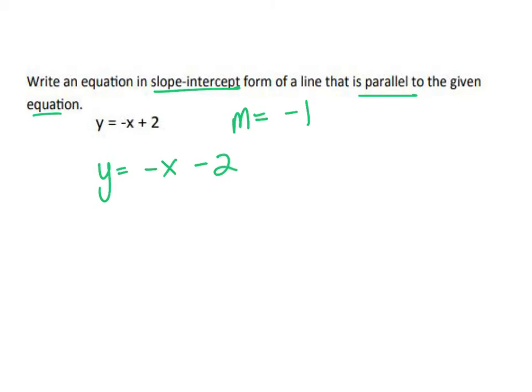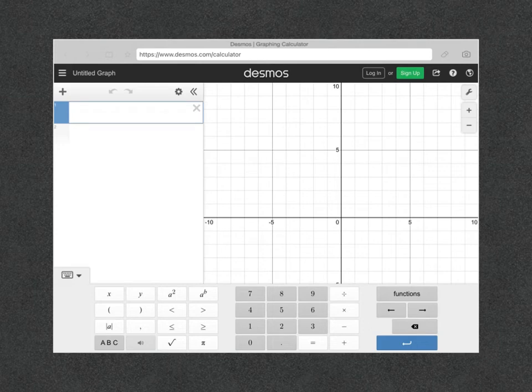I can also say y equals negative x plus 6. We can also say y equals negative x minus 3. There's lots of different equations we can create of lines that are parallel. Let's actually look at this with Desmos.